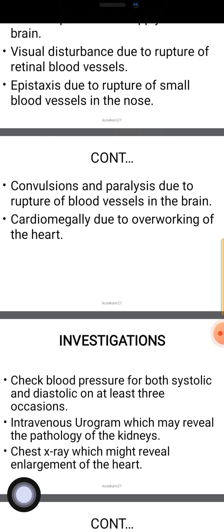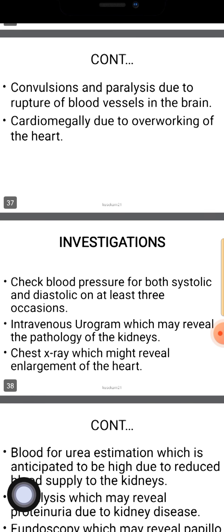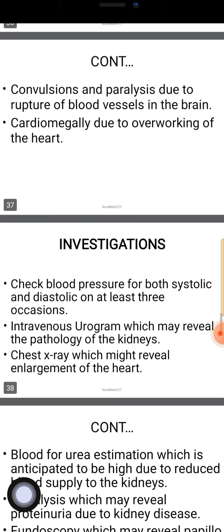Epistaxis, this is the bleeding in the nose where the blood vessels in the nose are ruptured, so someone will be bleeding because of rupture of these blood vessels in the nose. Then convulsions and paralysis due to rupture of blood vessels in the brain. When we talk of convulsion, it is the rapid contraction and relaxation of involuntary muscles without any external stimuli. They will be contracting rapidly, so someone will have convulsion.